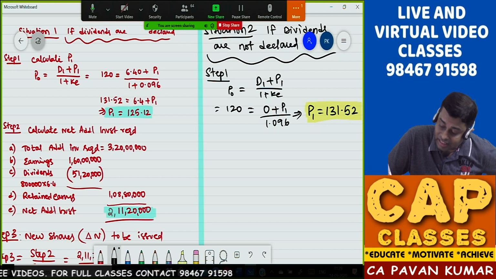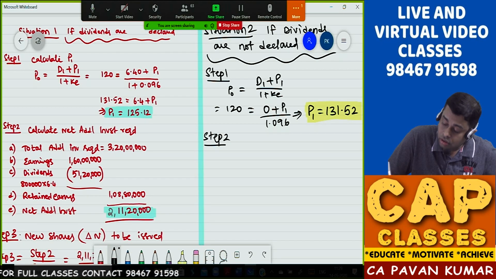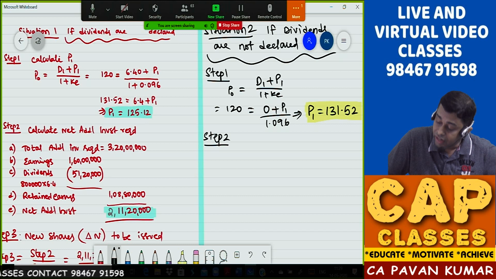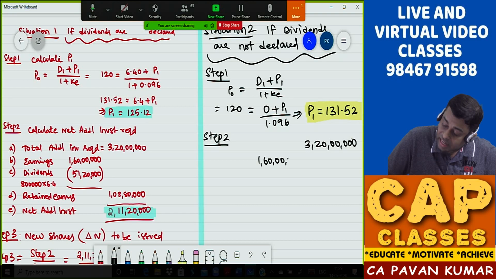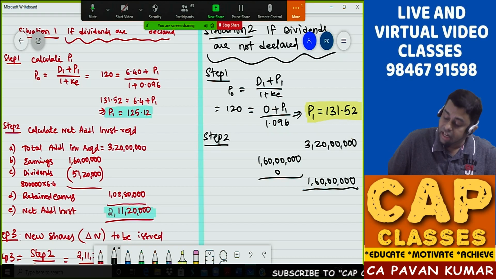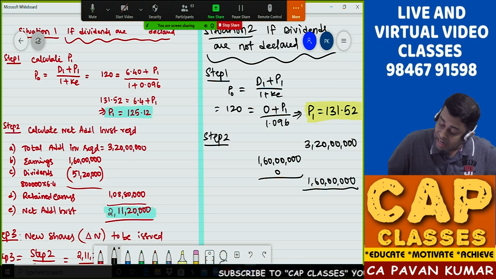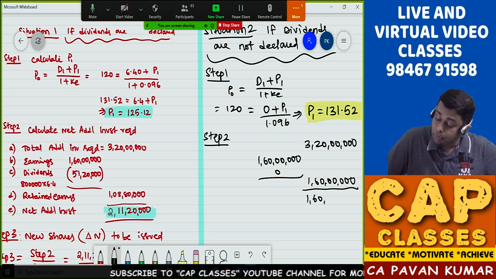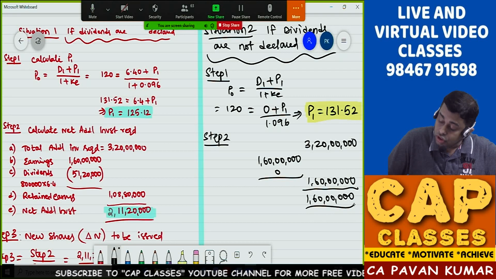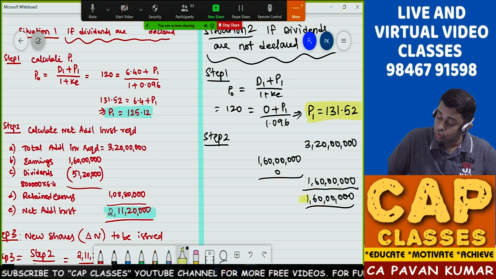Now we'll calculate step 2. What is step 2? Net additional funds. So I want 3 crores 20 lakhs. I earned 1 crore 60 lakhs. I paid 0 dividend, so whatever money I have earned I transfer to reserves. So the net additional investment I want is 3.2 crores minus 1.6 crores, which comes to 1.6 crores. This is my step 2.